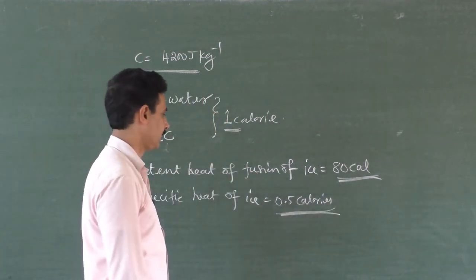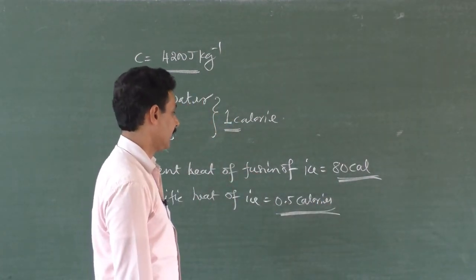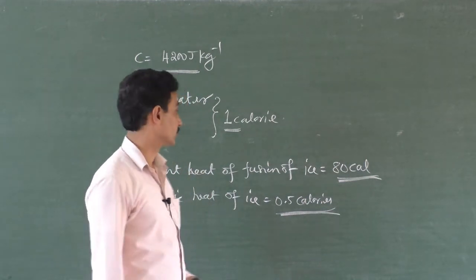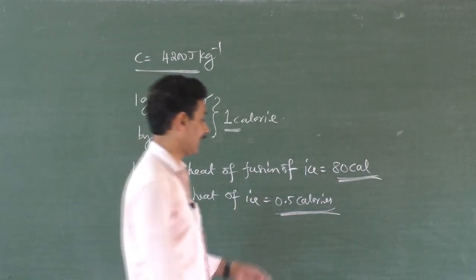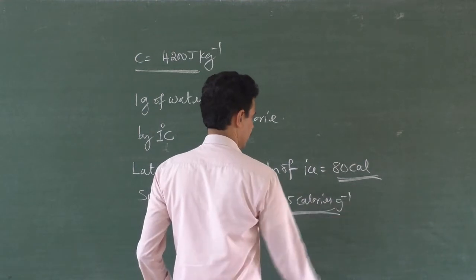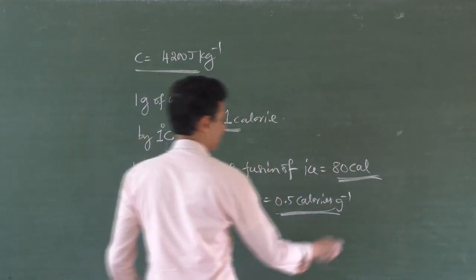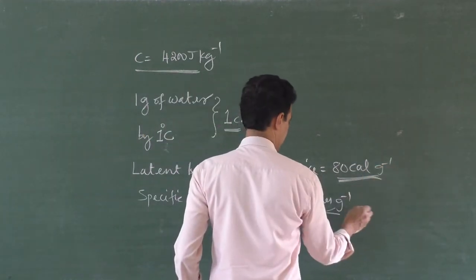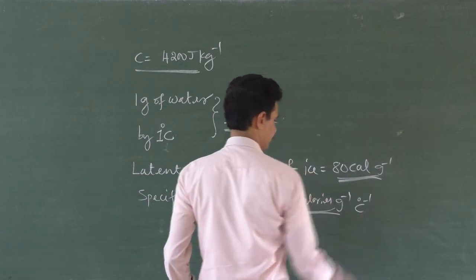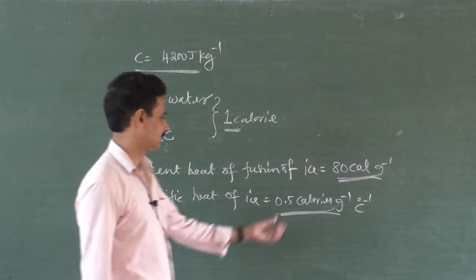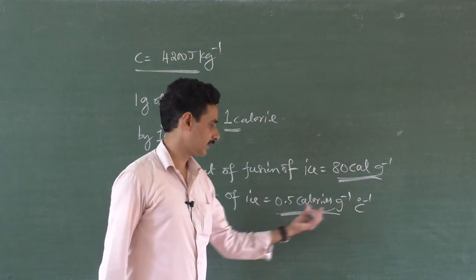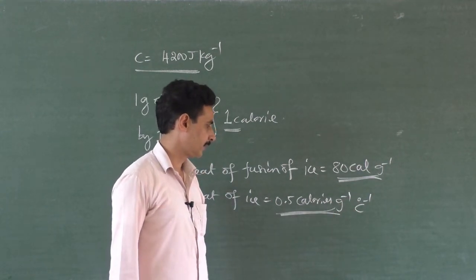What do you mean by 0.5 calories? Amount of heat energy required, of course, 0.5 calories per gram, okay? Per gram. 80 calories, okay. This is per gram, per gram per degree Celsius, right? Per degree Celsius, because joule per kg per Kelvin, right? Similarly, calorie per gram per degree.